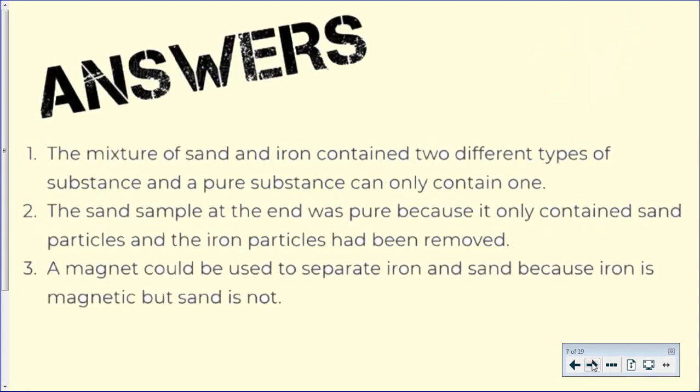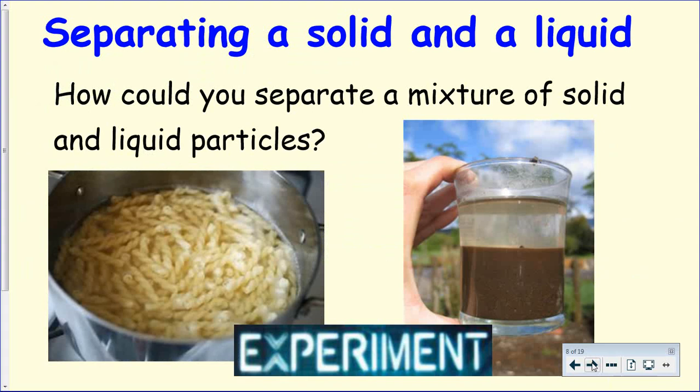So the mixture of sand and iron contain two different types of substance, and the pure substance can only contain one. So we know that it contained two, so it was impure. The sand sample at the end was pure because it only contained sand particles and the iron particles had been removed. A magnet can be used to separate the iron and the sand because iron is magnetic but sand is not. Okay, let's have a look at separating a solid and a liquid now.